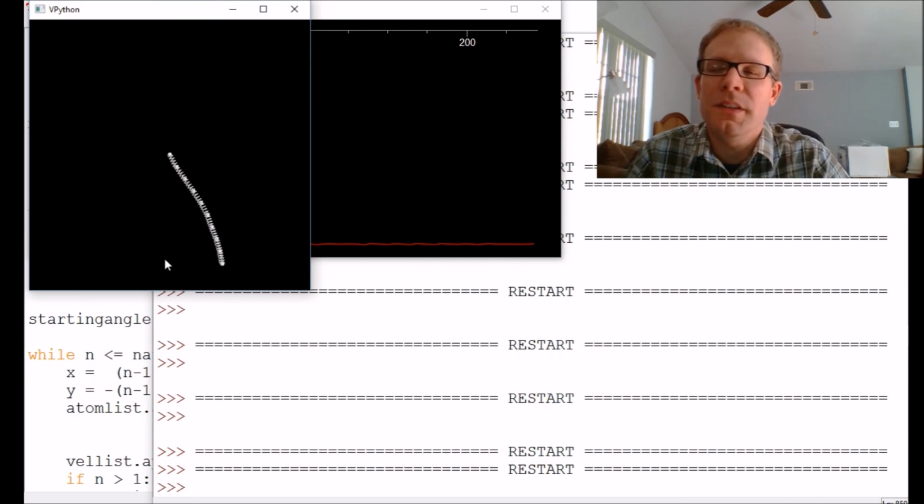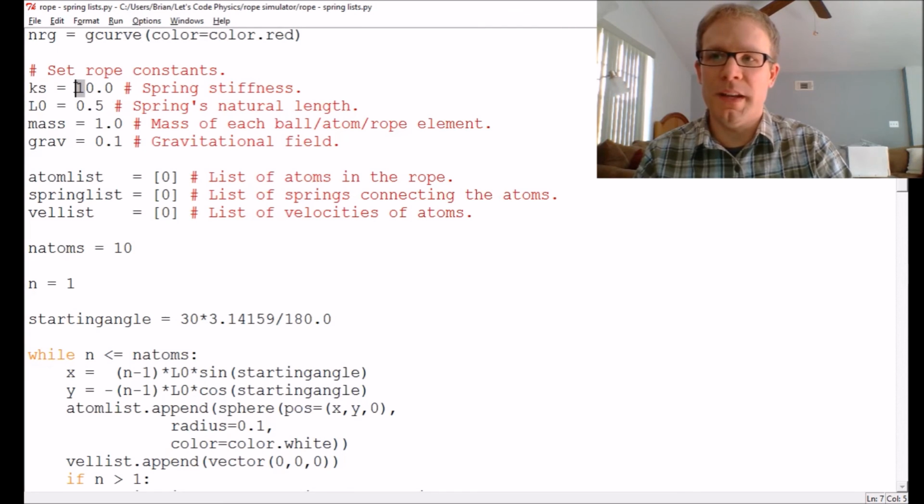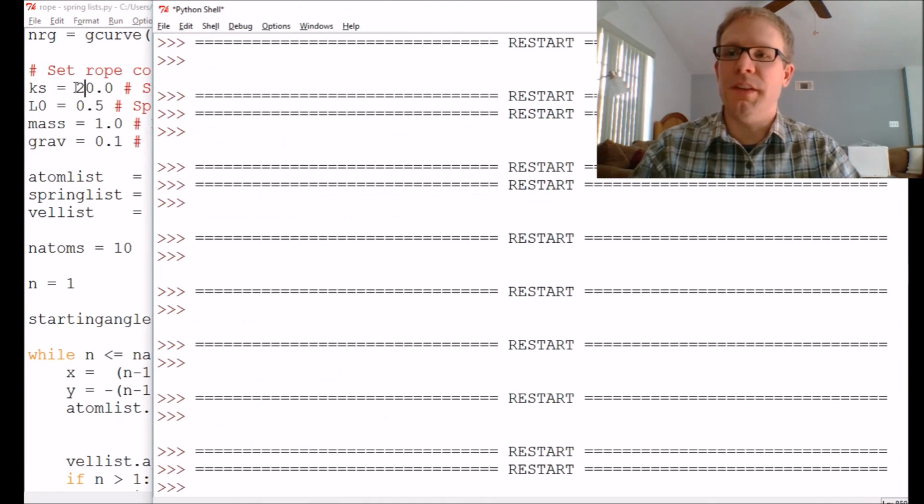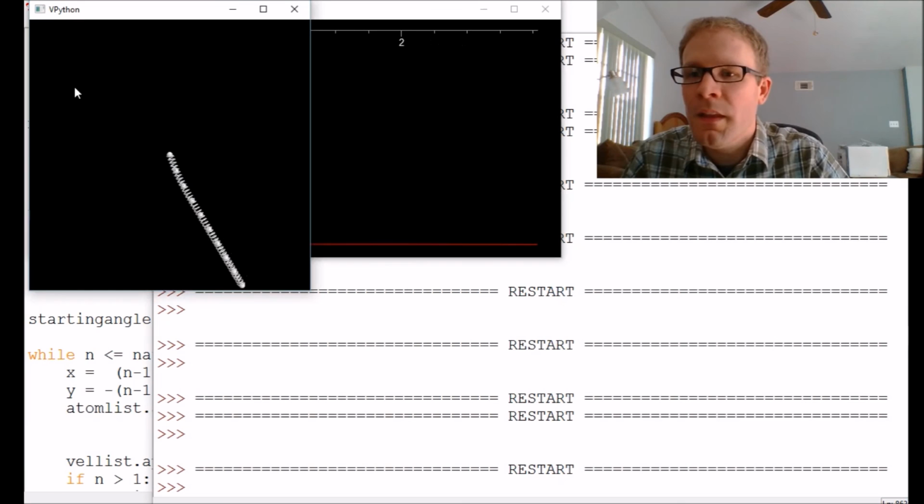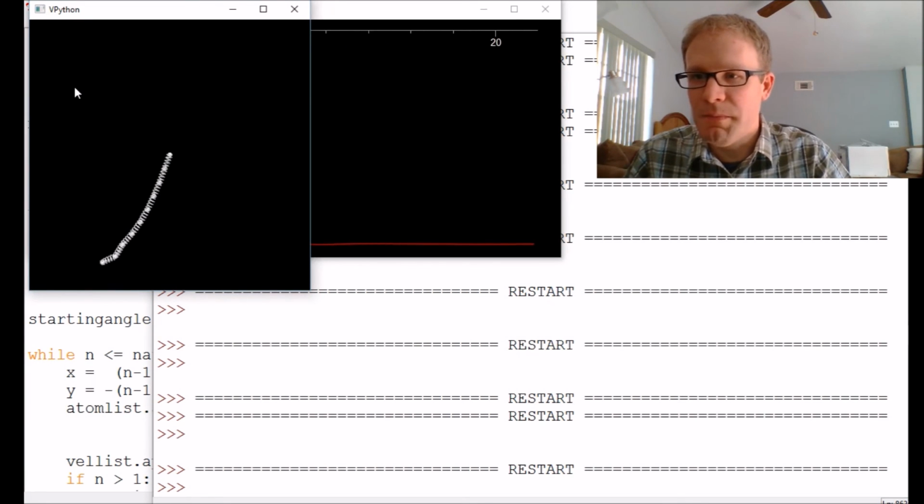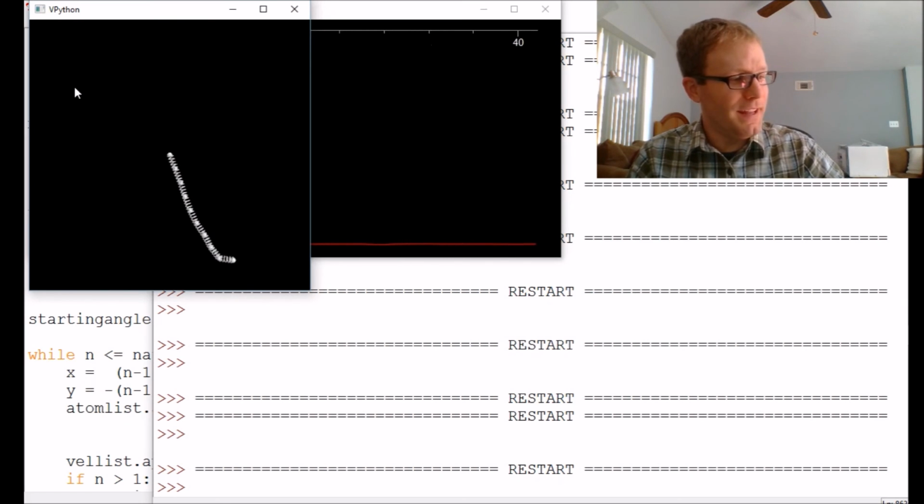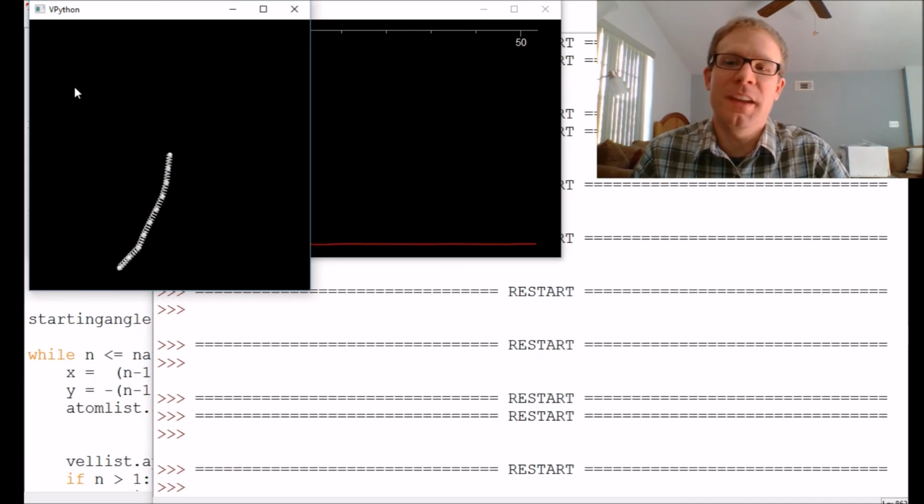Oh, actually, I probably need to increase the spring stiffness too, don't I? Yeah, because if I increase the number of springs, then that decreases the total spring stiffness of the rope. That's right. There we go. Now it's staying at a bit more constant length. Yeah. So I will add that in. I'll see if I can come up with that off camera.